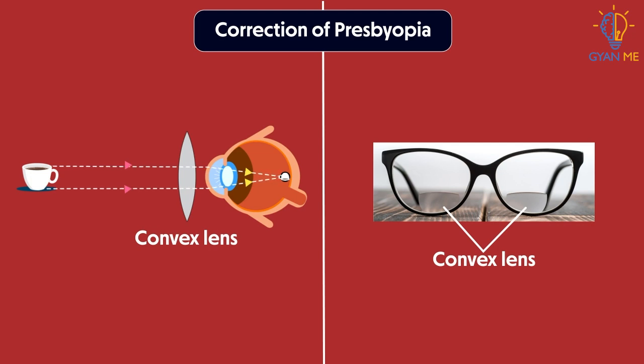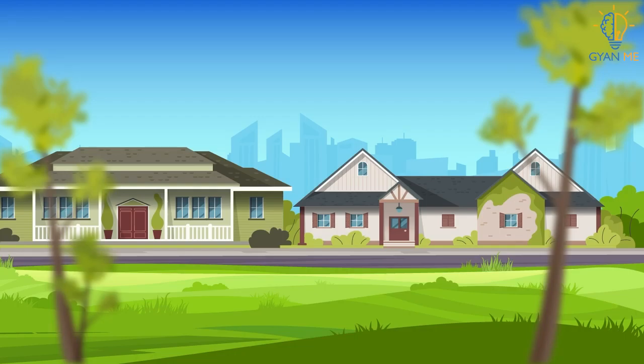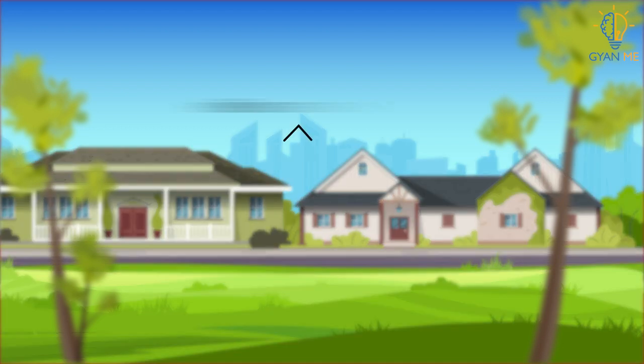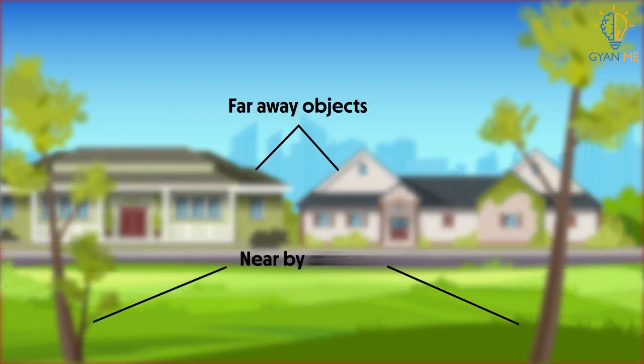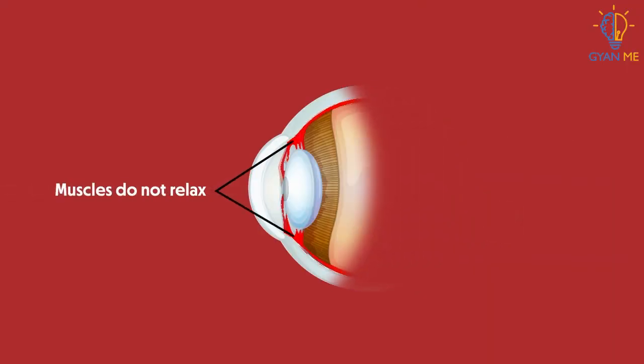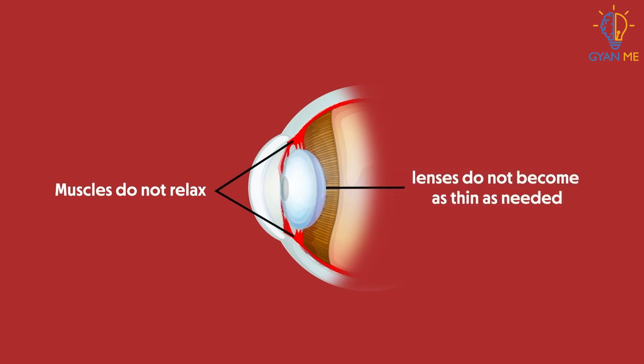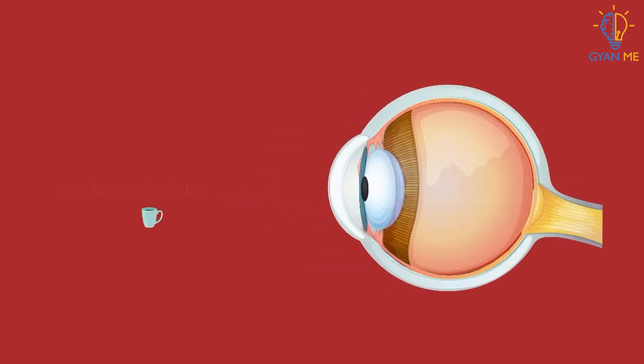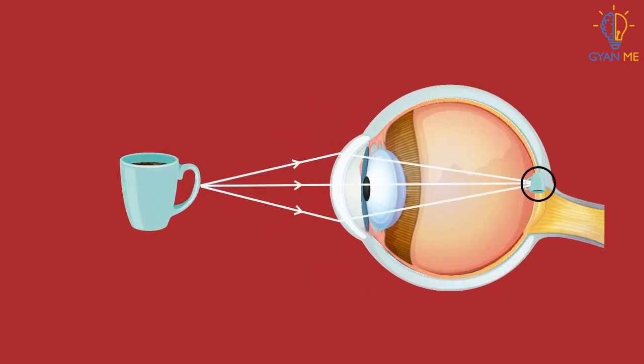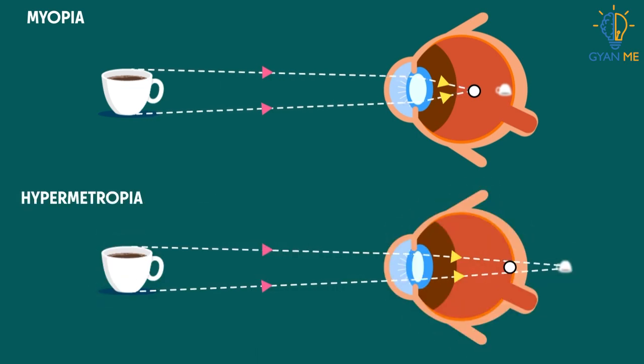But hold on. As I told you, in many cases, people also have difficulty in viewing faraway objects along with nearby objects. Again, it is because their muscles do not relax and their lenses do not become thin as needed to see the distant objects. Thus, they can see things clearly only by keeping them at a closer distance from the eye, while distant objects still appear blurry to them. Yes, you got it right. Such people have both myopia and hypermetropia at the same time.